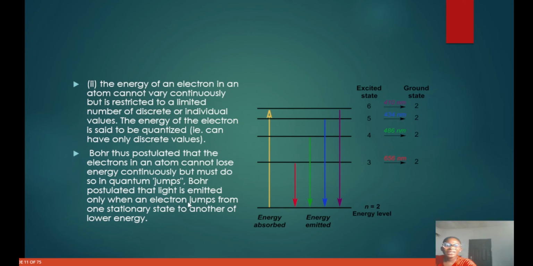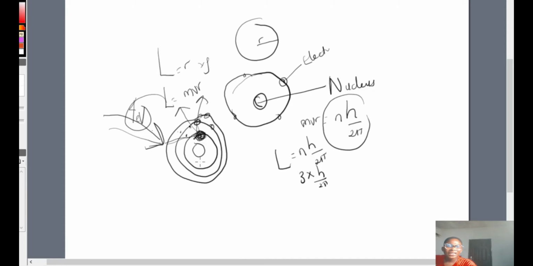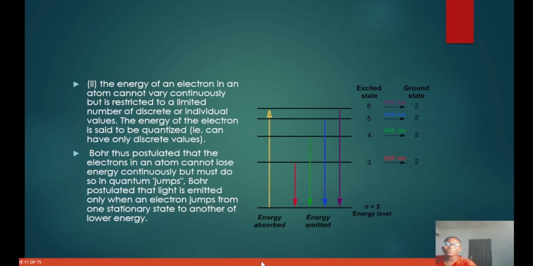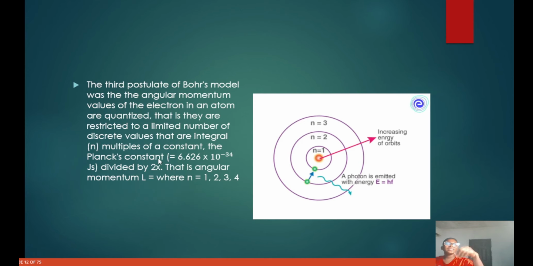A photon of light is only emitted when this electron, which was at this point, maybe in the circle I drew here, was here and came down to the ground state. What will happen? Light will be emitted. That is what Bohr was trying to explain. He said that light is emitted only when an electron jumps from one stationary state to another of lower energy. Then the third postulate of Bohr's model was the angular momentum.